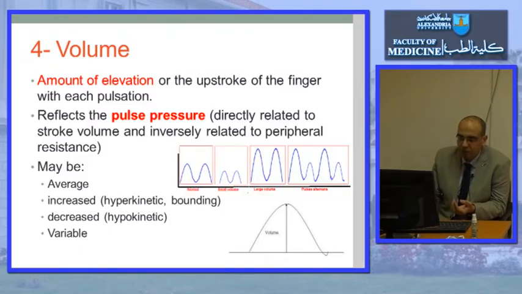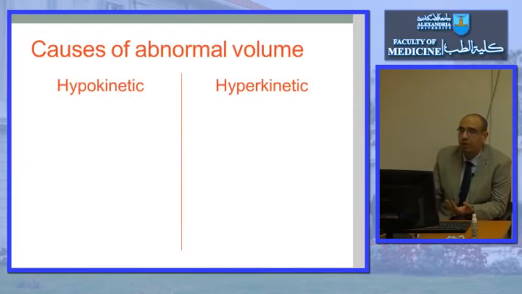Normally, it is average volume. When it is increased volume, what is meant by increased volume? That there is higher elevation to my fingers by the blood vessel. It is called hyperkinetic pulse. Or decreased volume, that the elevation of the blood vessel to my finger is decreased. This means decreased pulse pressure, or hypokinetic pulse. What are the causes of abnormal volume?